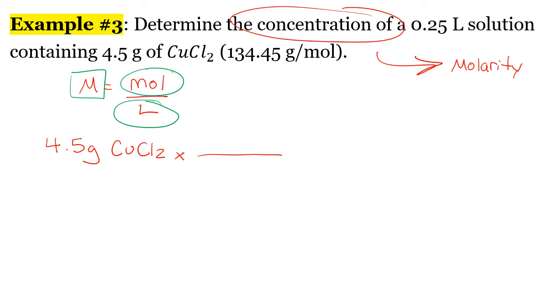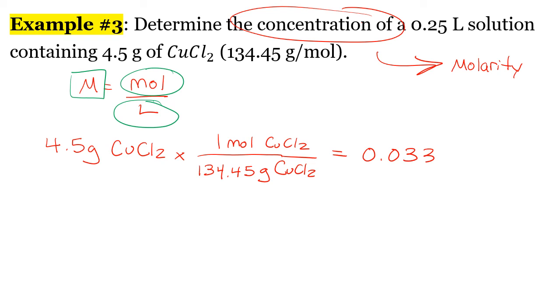So working backwards, there are 134.45 grams of copper chloride for every 1 mole of copper chloride. And when I do 4.5 divided by 134.45, I get 0.033469691 moles. We're going to use that entire number in our next calculation.